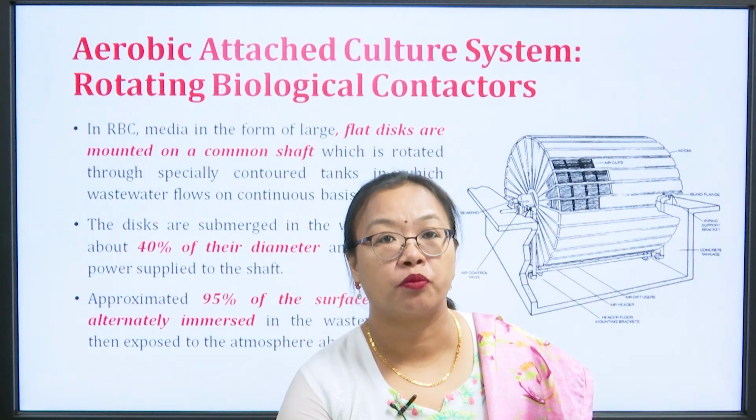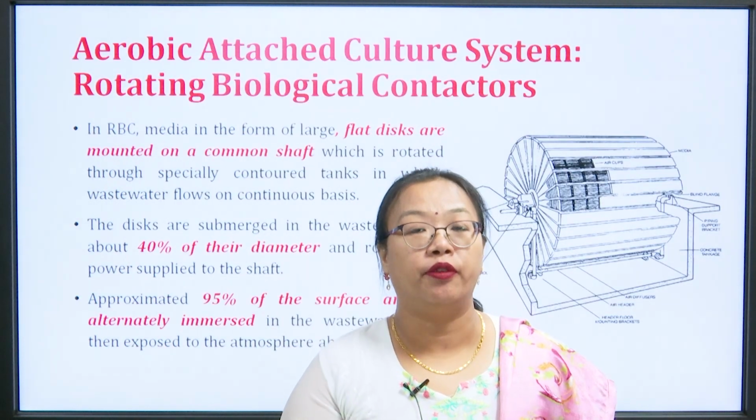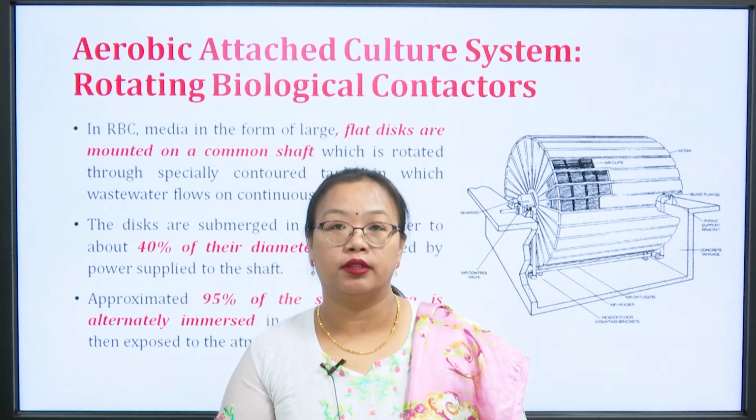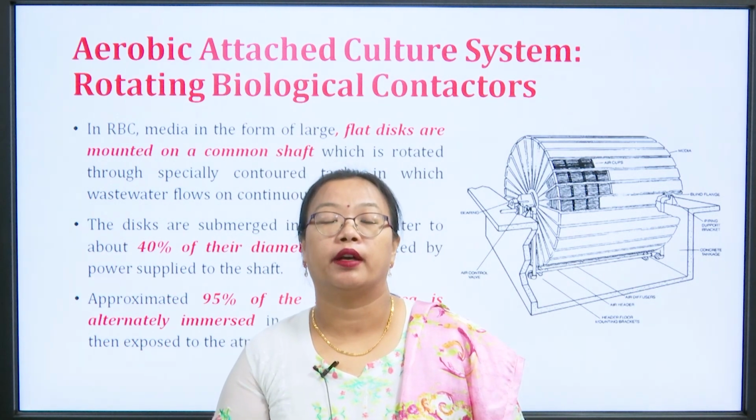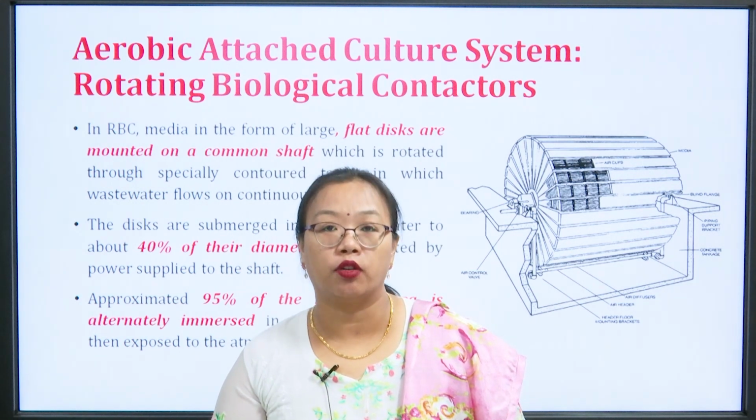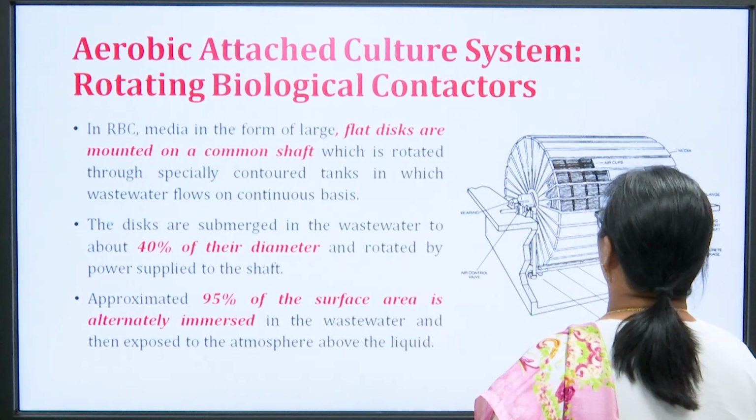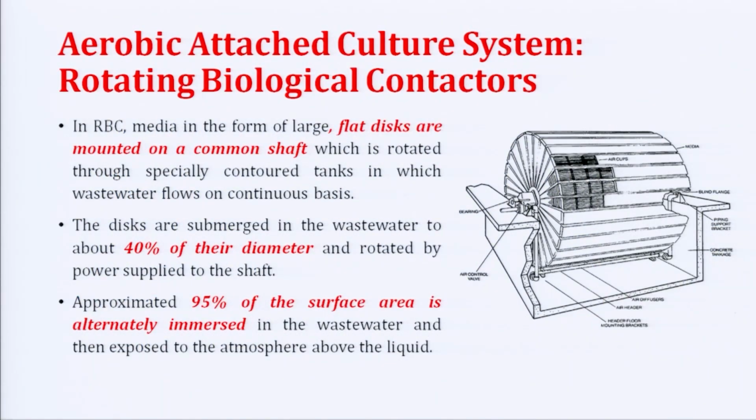Now let us come very fast to the next topic, which is called aerobic attached culture system, that is rotating biological contactors, right. So, RBCs. This is what an RBC looks like. What I was telling you about attached growth, these are the films, and those bacteria are going to get attached to these films. Before it was filtering media, now you have a layer.